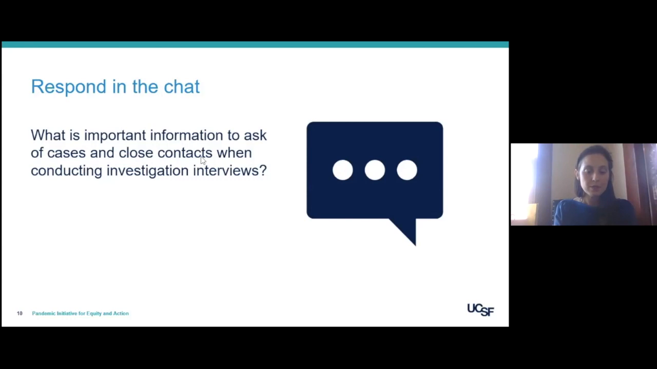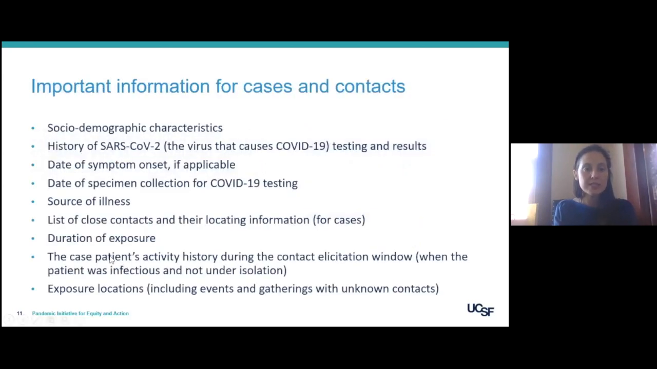Okay, so let's move on. Yeah, so here's a list. Here's a complete list of some important information that you would want to collect. Definitely the socio-demographic characteristics. Also, it's good to understand if they've ever had SARS-CoV-2 before, and also if they've ever just been tested for it, because I think that that can play a role in their willingness and their comfort in getting tested again. We mentioned symptoms. If they've already been tested, it's helpful to know about the specimen collection for the COVID-19 testing and the date of it.